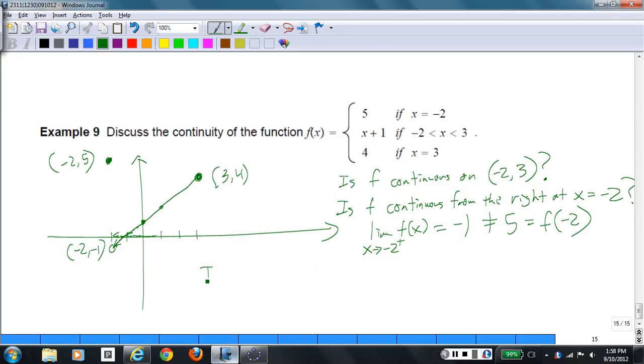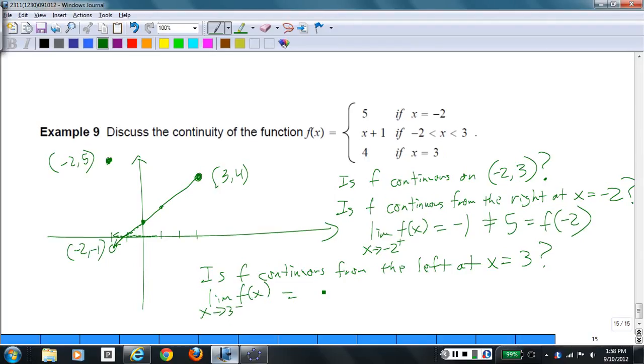Is f continuous from the left at x equals 3? Yes, it is. The limit of f of x as x approaches 3 from the left equals 4, but that's also equal to f of 3. There we go. So that's a yes. I guess I didn't answer the previous question. Although this one was a yes, the previous one was a no to this question.